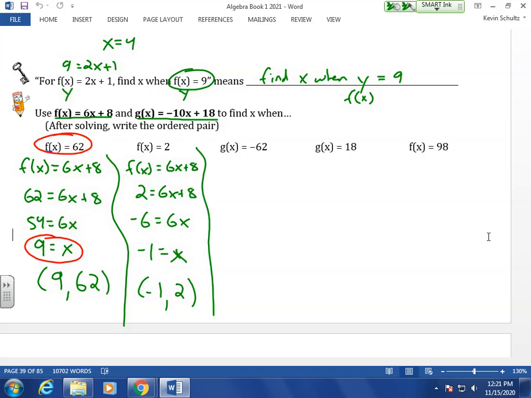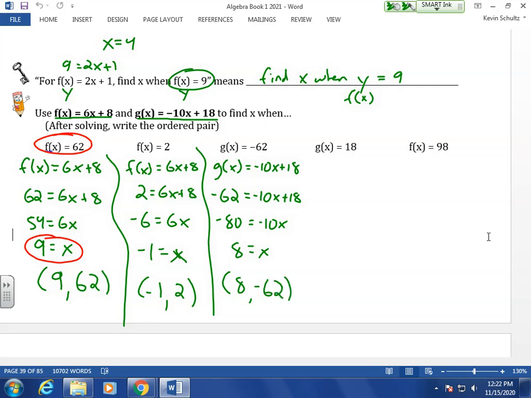The next one, find x when g of x is negative 62. So now we go to the g of x equation, and we're plugging in negative 62 for g of x. Subtract 18 from both sides, opposite operations. Divide by negative 10, and x equals 8. In order for the equation to equal negative 62, x needs to equal 8. So the ordered pair is 8, negative 62.